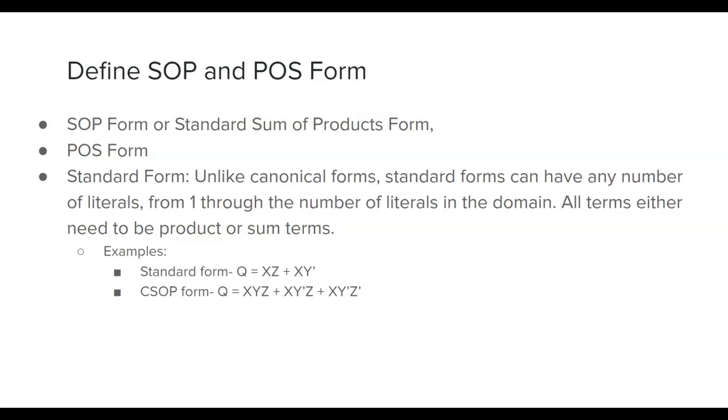A good example is right here. This is actually Q equals XZ plus X not Y. That's our standard form for that equation. You can see it's much more concise than our canonical form, and it's much more readable. You can just basically slap that onto some schematics for a circuit, and you're good to go. For canonical form, not so much.